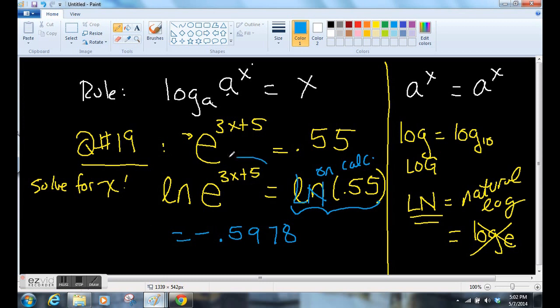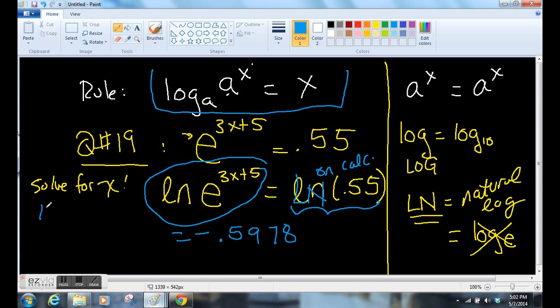On this side, we have the natural log of e raised to something. It's the same rule: natural log is log base e, of e to the 3x plus 5. So the e's get rid of each other, and we're left with 3x plus 5. They don't really cancel, because it's not a canceling sort of thing, but they effectively go away. We've raised it up and taken the log, so it's the same as doing nothing. So on this side, natural log of e to the 3x plus 5 equals 3x plus 5. Natural log of 0.55 is minus 0.5978.